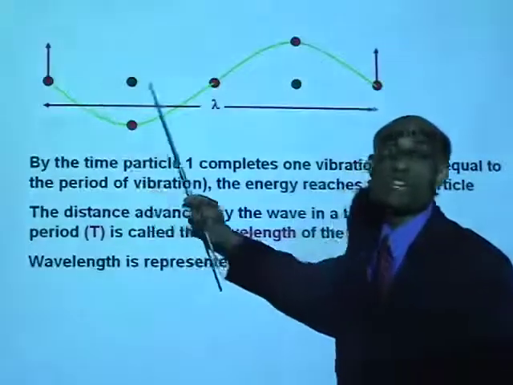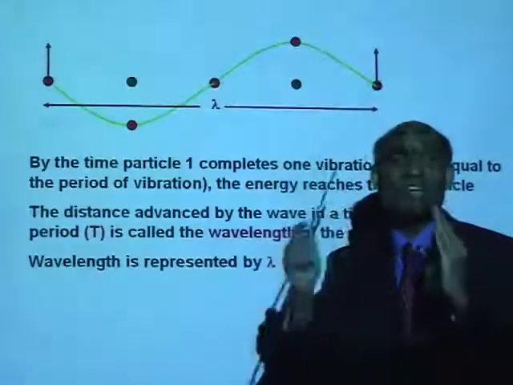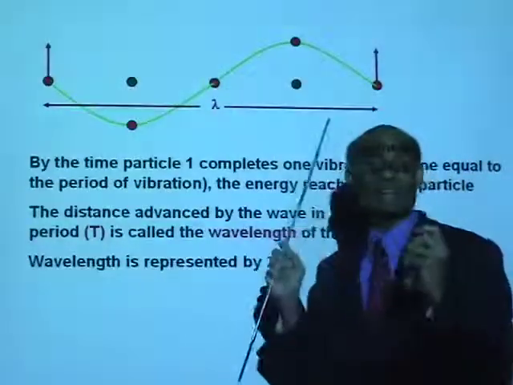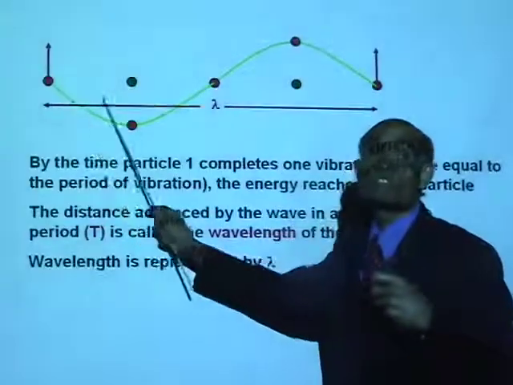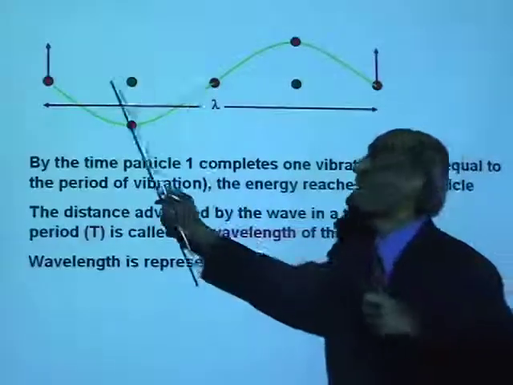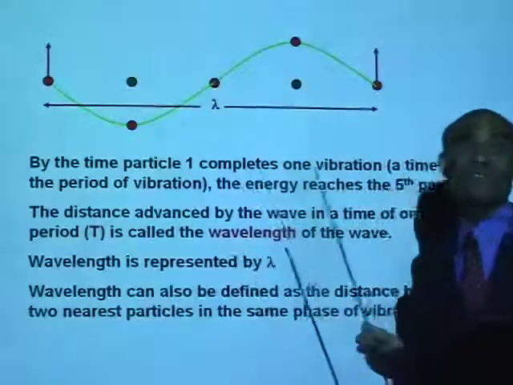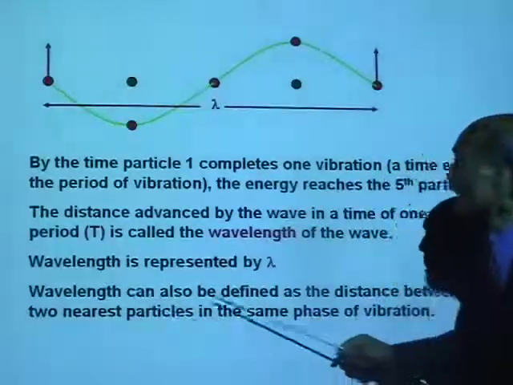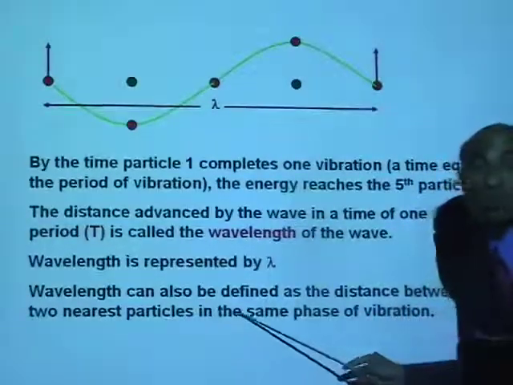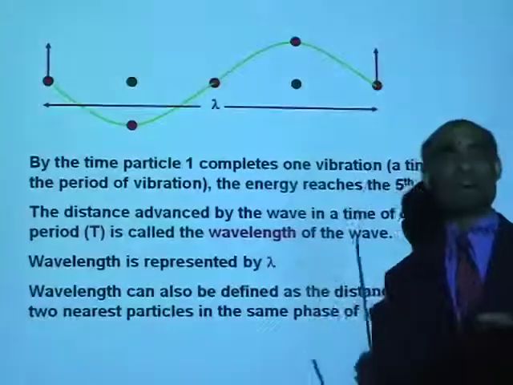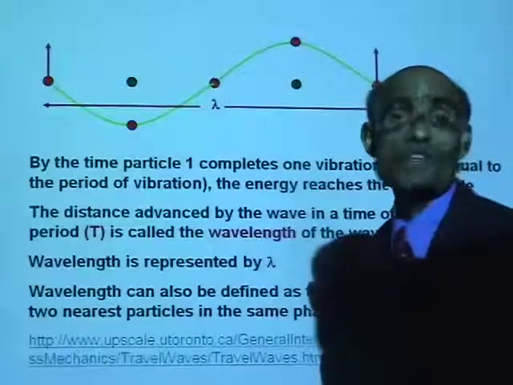The distance between two nearest particles that are in the same phase of vibration is the wavelength. Another definition, or the basic definition of wavelength, is the distance advanced by the wave during a time of one period. So, wavelength can also be defined as the distance between two nearest particles in the same phase of vibration. Alright, now that is the concept.